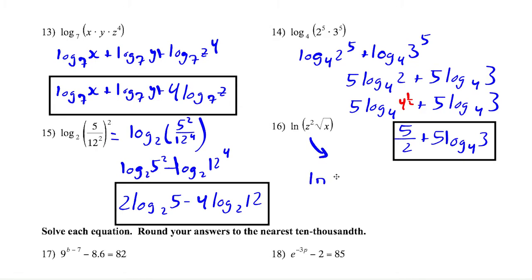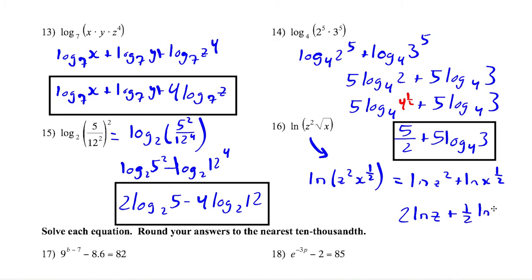Number 16, we have natural log of z squared times x to the 1/2. Remember, square root is the 1/2 power. So I'm running out of room here, but we're going to separate this. So we get natural log of z squared plus natural log of x to the 1/2. So we actually get 2 times the natural log of z plus 1/2 times the natural log of x. And that does it for us there.